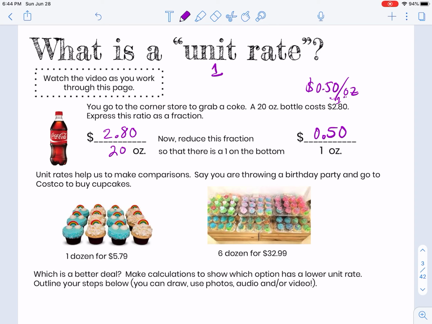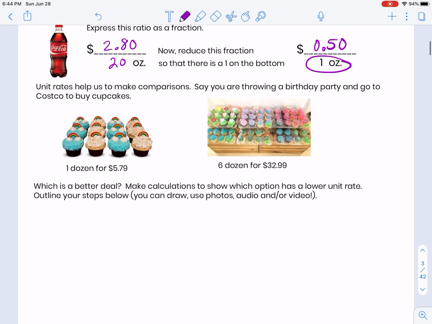All right, so that's the idea behind a unit rate, and it's usually better if you make everything compared to 1. That way you can compare to see which one is, say, a better deal, okay? So unit rates help us to make comparisons.